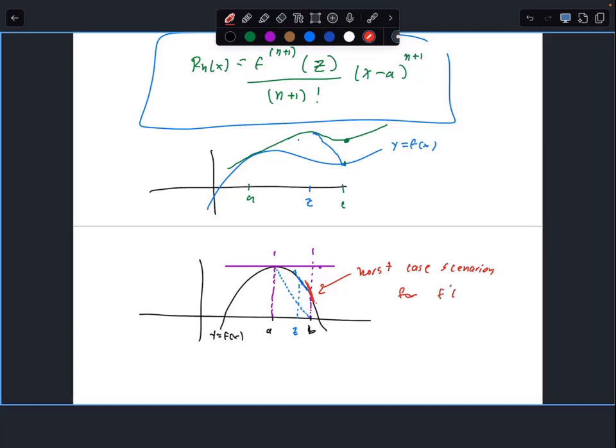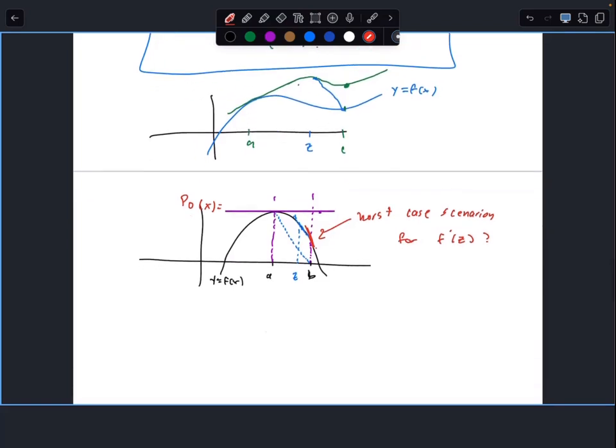For f prime, for f prime of z. Since this is a Taylor polynomial of degree 0, right? The next one will be the first derivative. So what is that worst case scenario? That's what we can calculate. That's what we can figure out.